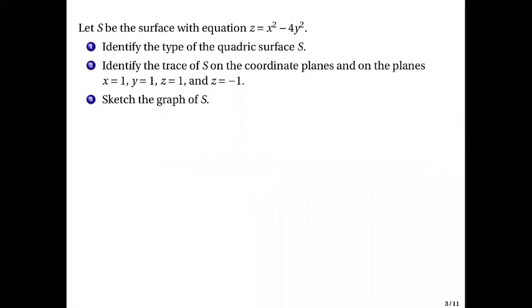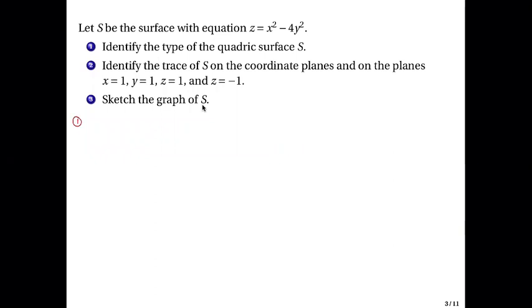Let S be the surface with equation z equals x squared minus 4y squared. First problem, we want to identify the type of the quadric surface S. Second, we want to identify the traces on S on the coordinate planes and on the planes x equals 1, y equals 1, z equals 1, and z equals negative 1. And then we sketch the graph of S.